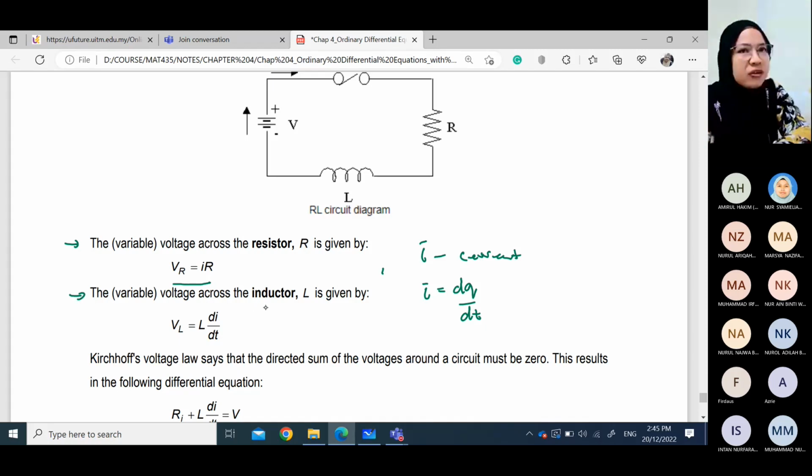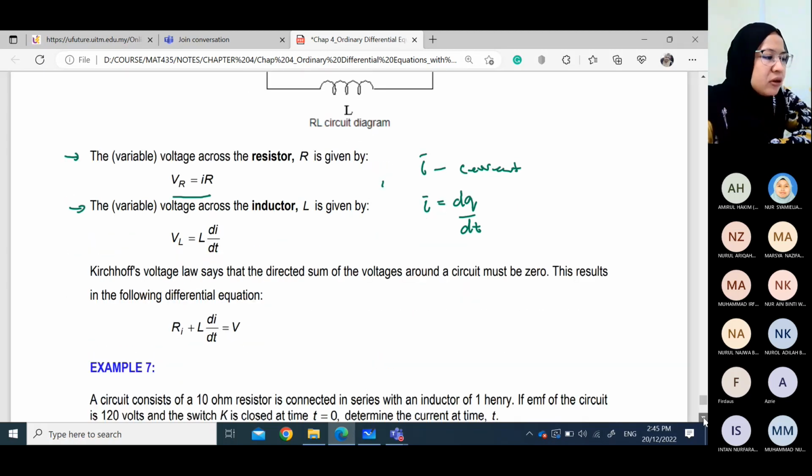Alright. Okay, so next we have a second variable, which involves the inductor. The voltage is given by V sub L, which is equivalent to L di/dt, the inductance multiplied by the rate of change of current at any time t. Based on this variable, we use Kirchhoff's law.